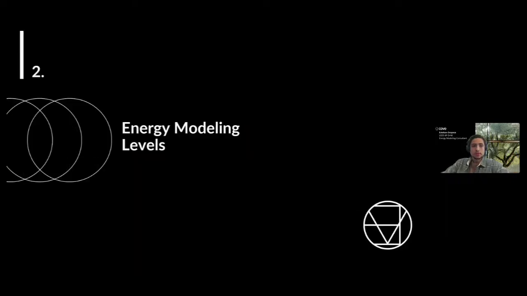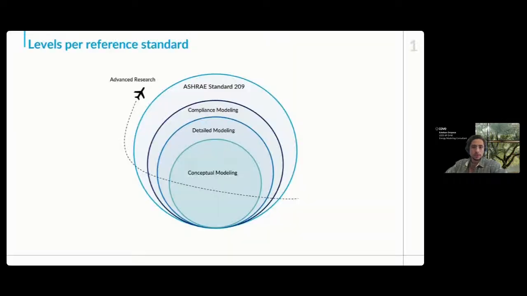But then we need to talk about the levels that exist to really understand how we can choose our right level for our project. So in the universe of energy modeling as a concept, it could be quite abstract. So it's always a good idea to narrow things down to a reference standard. In this case, and for the US, we mainly refer to ASHRAE standard 209. This will define the energy modeling universe in terms of the different levels that are available there, from conceptual to compliance levels.